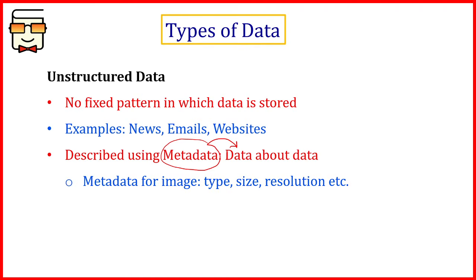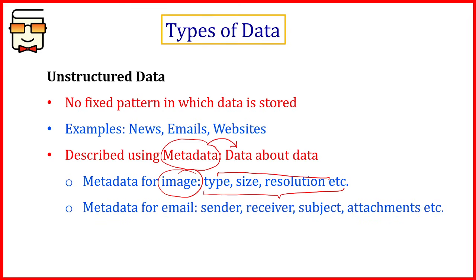So for example, an image is in itself a kind of data, right? Now when we provide information about this image, like what is the type of the image, what is the resolution, what is the size of the image, all these fields, all these properties are some data about this image data. So these values, these properties are referred to as metadata in case of unstructured type of data. Okay. Similarly, for an email, apart from the content, what is the metadata that describes the main data, the email?